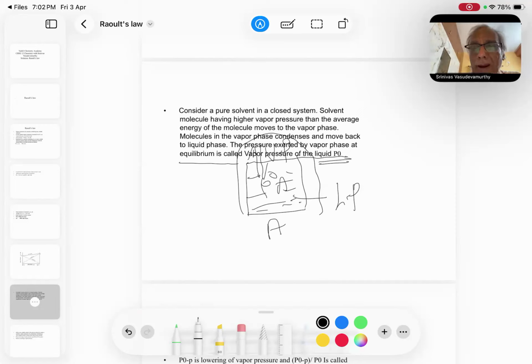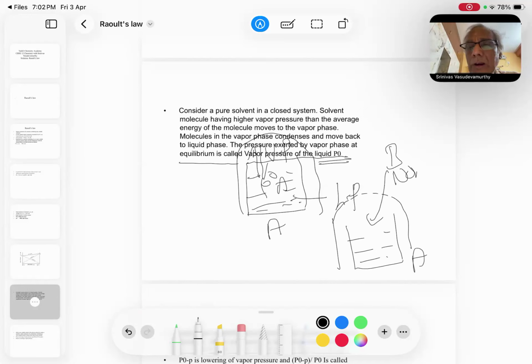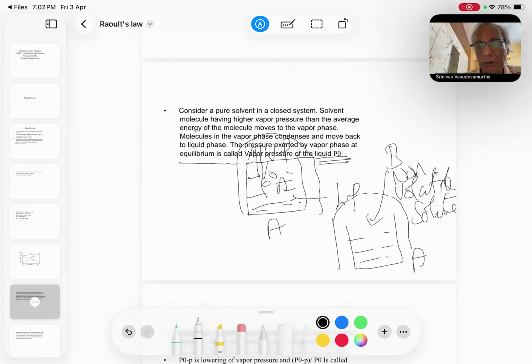Now let us say I have taken the same liquid, liquid A. I am adding a solute B, a non-volatile solute. That is, B will not evaporate. I can say sodium chloride, potassium chloride. These are non-volatile solutes. I am adding a non-volatile solute B here. So AB is the solution formed here.